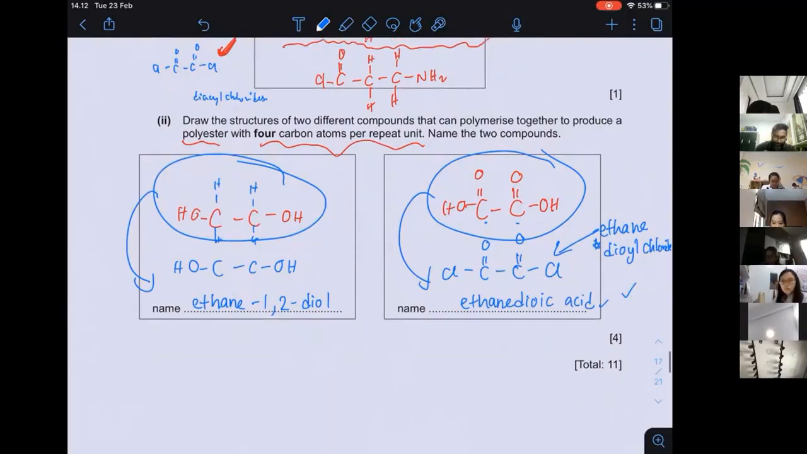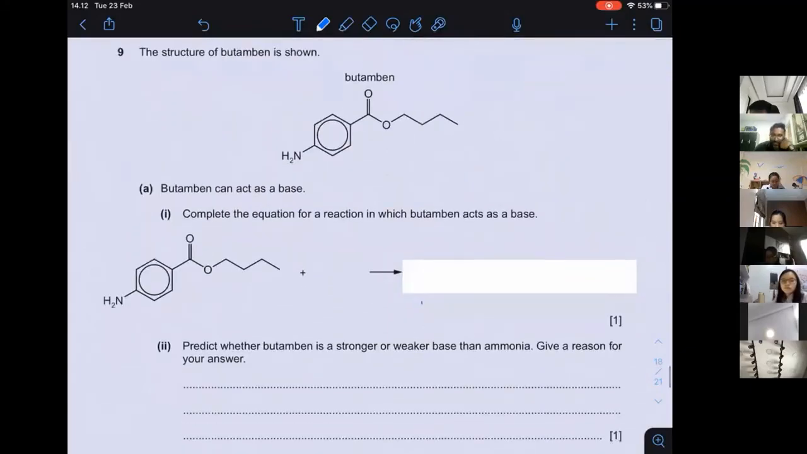Next, number 9. The structure of butanban is shown. Butanban acts as a base, so it's going to be a proton acceptor. When they accept a proton, H plus, the base itself must have a lone pair of electrons so that it can donate the lone pair to the proton. The only things I can see here that might have a lone pair are maybe this one, maybe this one also, even this one.